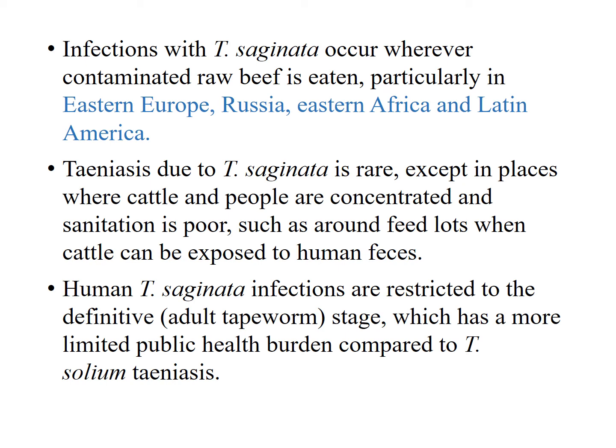Infections with Taenia saginata occur wherever contaminated raw beef is eaten, particularly in Eastern Europe, Russia, Eastern Africa, and Latin America. Taeniasis due to Taenia saginata is rare, except in places where cattle and people are concentrated and sanitation is poor, such as feedlots where cattle can be exposed to human feces. Human Taenia saginata infections are restricted to the definitive adult tapeworm stage, which has a more limited public health burden compared to Taenia solium taeniasis.